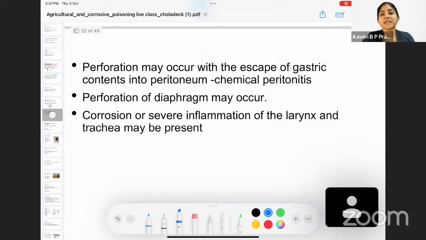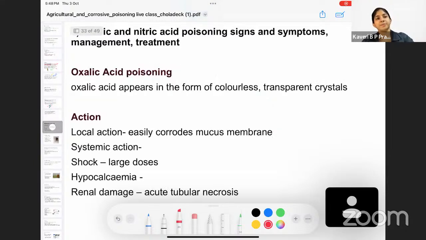Coming to the other findings. Perforation may occur with the escape of gastric contents into the peritoneum, causing chemical peritonitis. It is very obvious, right? Whenever any acid or a foreign substance enters our peritoneum, there's going to be inflammation leading to chemical peritonitis. So this is one important point that you'll have to mention in the exam. Other things: perforation of the diaphragm may occur. If there's irritation or perforation in the diaphragm, there's going to be shoulder tip pain also. Corrosion and severe inflammation of the larynx and trachea are present. Therefore, the person cannot talk. He'll have difficulty swallowing even sips of water.